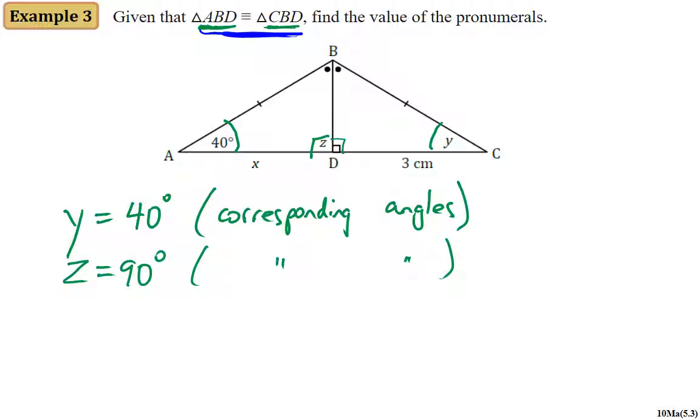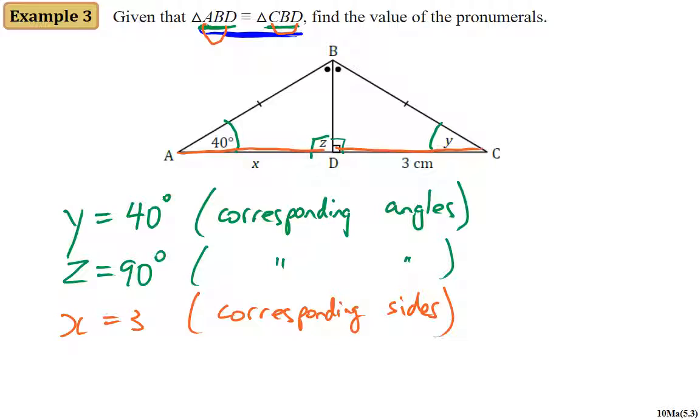And the last one is what happens to the sides. Now AD, first letter, third letter, would match up with first letter, third letter, CD, which means if I look at side length AD and side length CD, X equals 3 because they are corresponding sides in my congruent triangles, and I've found all my lengths, or all my pronumerals.